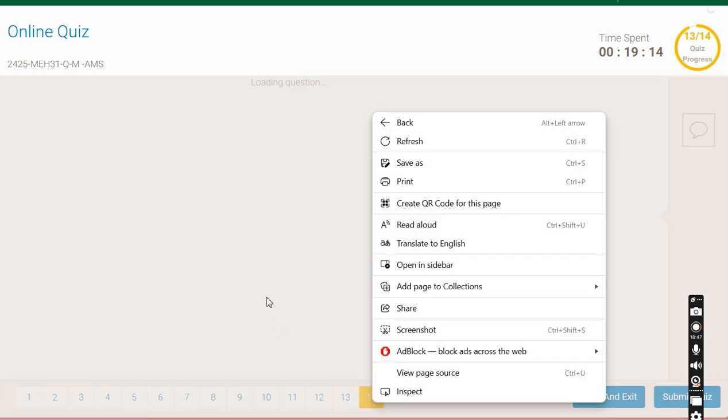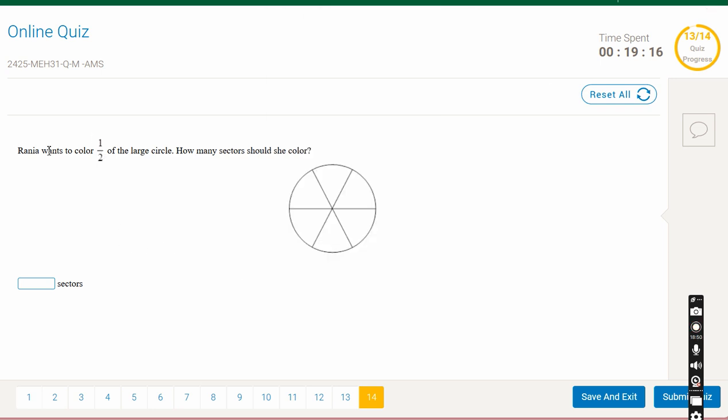The last question in here, and then we're done, is Rania wants to color half of the large circle. How many sectors should she color? So if there are, how many circles are there? 1, 2, 3, 4, 5, 6. 6 circles, right? She wants to color only half. So what is the half of 6?